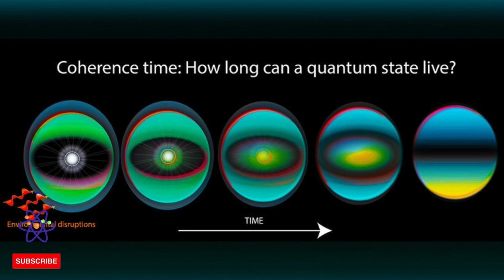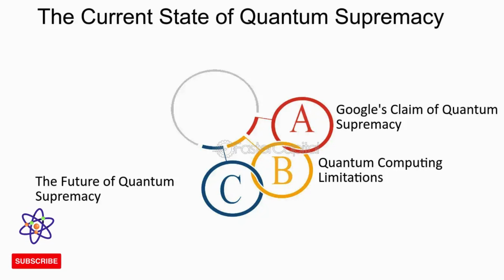Okay, so the next topic is about quantum supremacy and current achievements. Quantum supremacy defined: quantum supremacy is a milestone in quantum computing where a quantum device performs a specific task more efficiently than the best classical supercomputers. It is a demonstration that a quantum computer can solve a problem that is practically impossible or extremely time-consuming for classical computers. Quantum supremacy showcases the unique computational power of quantum machines in certain domains.